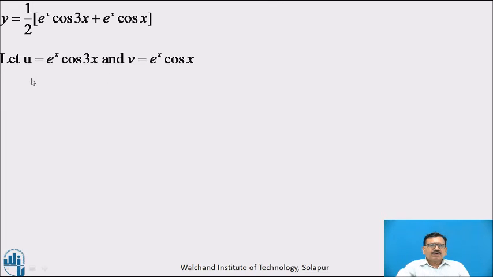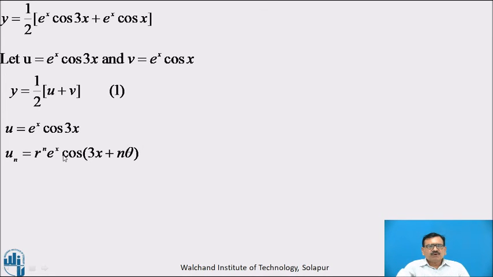Now here, let u equal to e raised to x cos 3x and v equal to e raised to x cos x, because you have a sum of two terms, such that y equal to 1 by 2 into bracket u plus v, because you have taken u as e raised to x cos 3x and v as e raised to x cos x. We will find the nth derivatives separately.